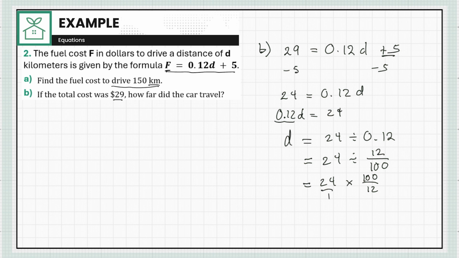Now we can find some cancellations here, so 12 and 24 can be cancelled. Let's divide both sides by 12, in which case this becomes 1 and this becomes 2, and we're left with D will be equal to 2 times 100, which is 200. But not just 200, it's 200 kilometers.